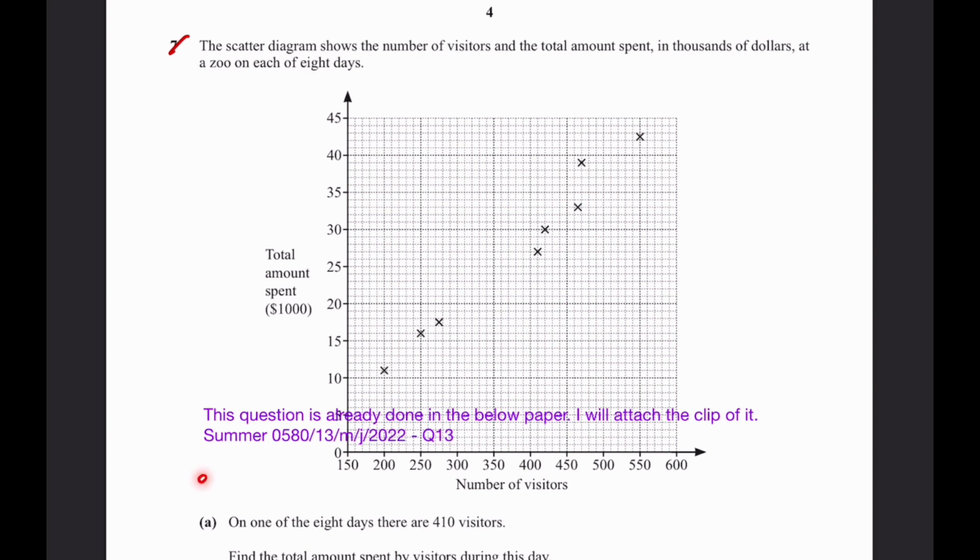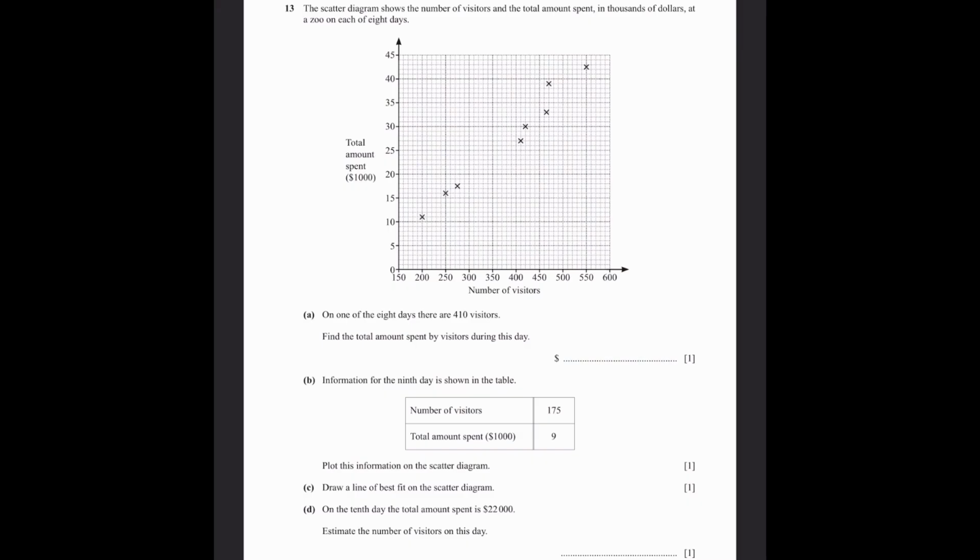This question is already done in the previous paper, so I'll attach the clip of it. The scatter diagram shows the number of visitors and total amount spent in thousands of dollars in a zoo on each of 8 days. A. On one of the 8 days, there are 410 visitors. Find the total amount spent by visitors during this day.